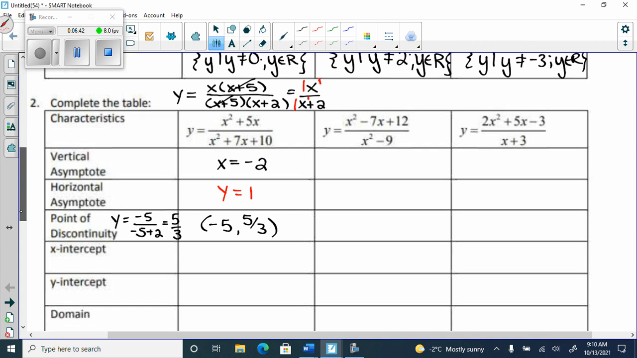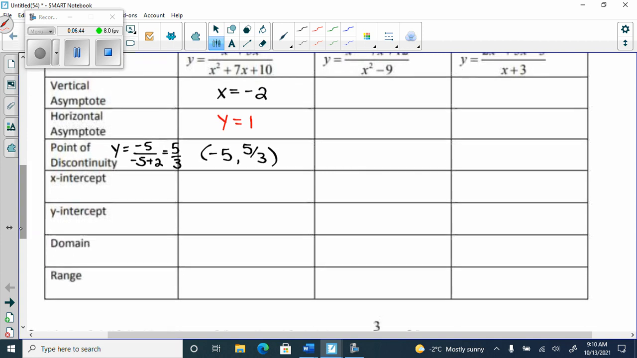Before we do intercepts, we're going to look at domain and range. Domain and range is done the worst on all of these because people will forget either the asymptote or the point of discontinuity when stating it. So you have to remember you have two x's that it can't equal, the x of the point of discontinuity and the vertical asymptote, and you have two y's that it can't equal, the horizontal asymptote and the y of the point of discontinuity. So my domain is going to be x such that x can't equal the asymptote, so -2, and the x of the point of discontinuity, which is -5, x element of R.